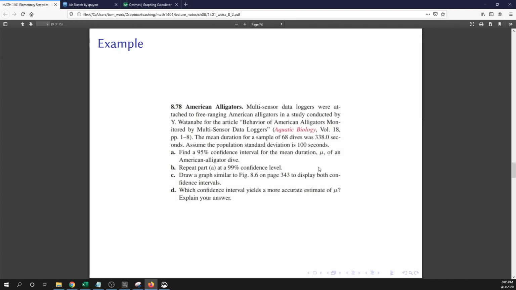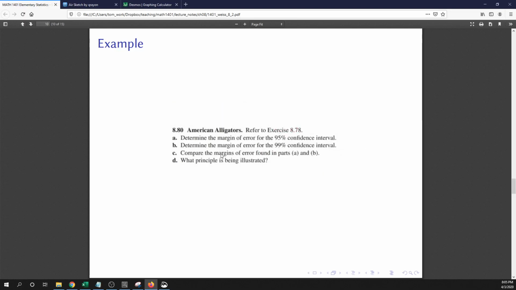And we compared those two, right? And that basically was to illustrate that when you decrease the confidence level, that yields a more accurate estimate. Okay. And in problem 878, it's pretty much the exact same confidence level that they're talking about, except in here, in problem 880, they're talking about the margin of error. Okay. So determine the margin of error for the 95% confidence interval.